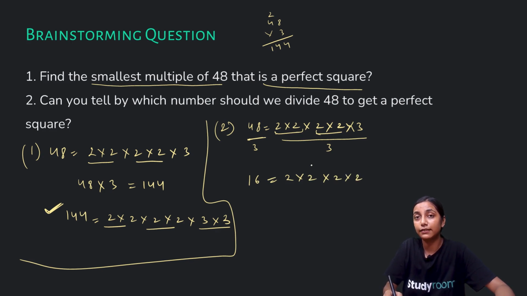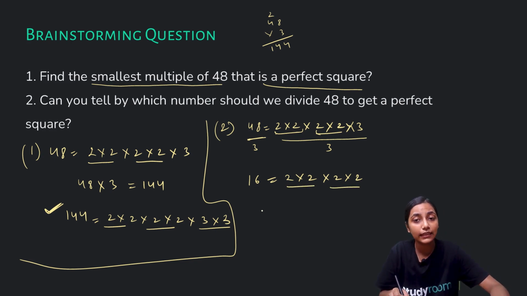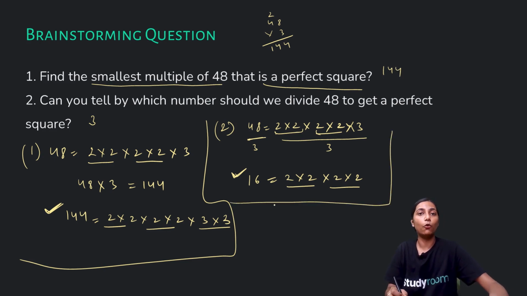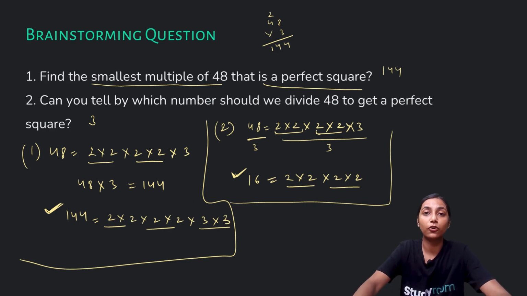48 divided by 3 gives us 16. And you can see for the factors of 16, all the factors are in pairs. Therefore, 16 is a perfect square, and it is the required perfect square. The answer is dividing 48 by 3. The smallest multiple was 144. So these are the 2 more questions that can come up, where we have to use this method of prime factorization.